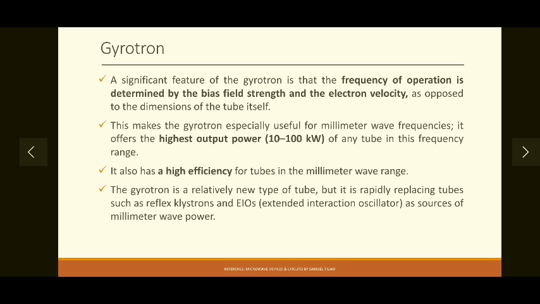The gyrotron is a relatively new type of tube, but it is rapidly replacing reflex klystrons or extended interaction oscillators, whether as amplifier or oscillator. It is replacing in both cases, as a source of millimeter wave power. So it can be used as a power amplifier. At the same time, it can also be used as an oscillator. So it can replace magnetrons or it can replace klystrons also. So that is the advantage of the gyrotron.